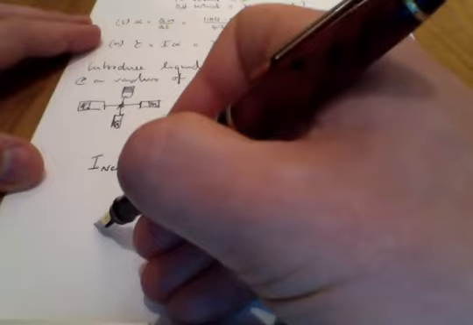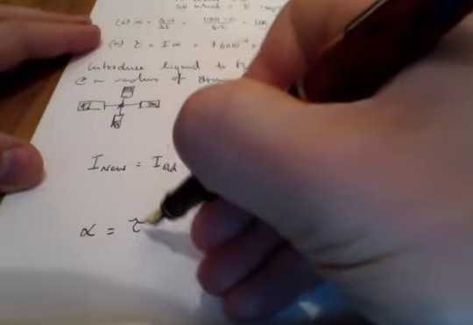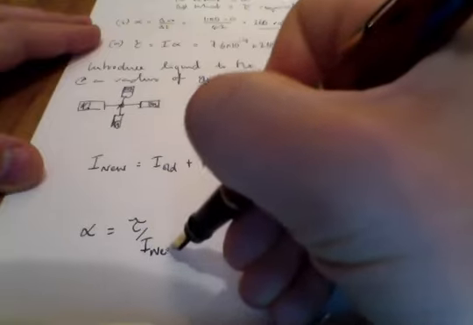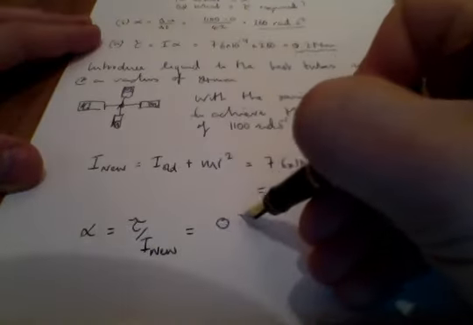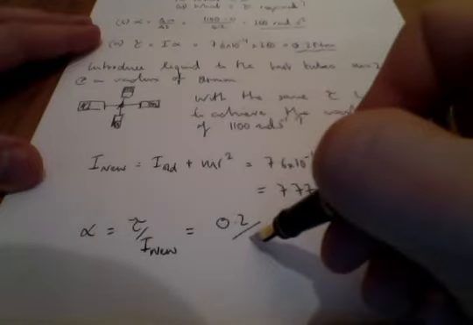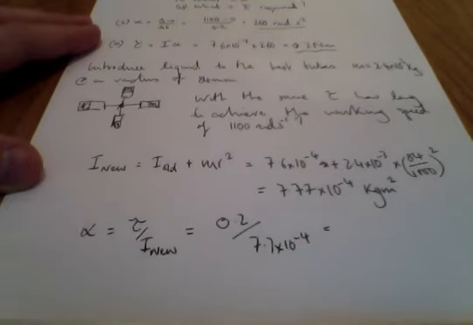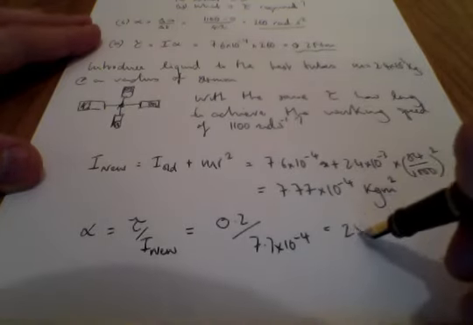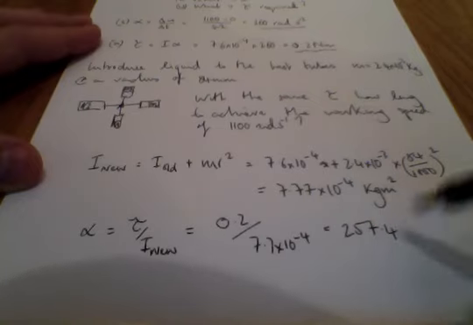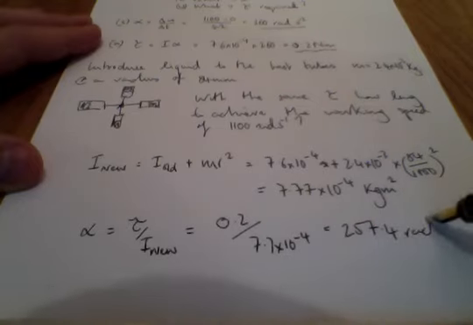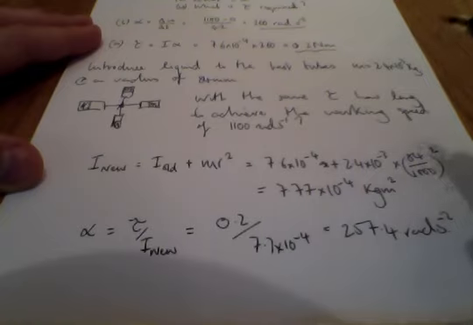Now, we need to work out, therefore, the new angular acceleration, which is torque divided by the new moment of inertia. The torque is the same, 0.2. Divide that by the 7.76 times 10 to the minus 4. Gives us our new angular acceleration, which is 257.4 rads per second squared.